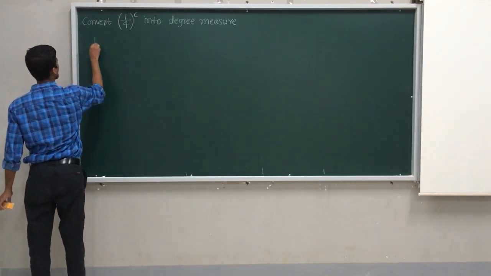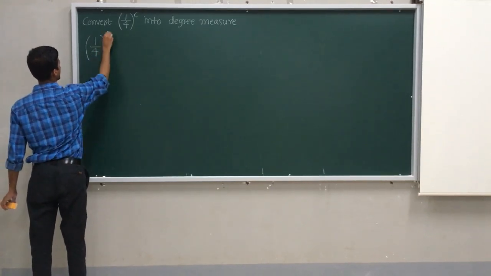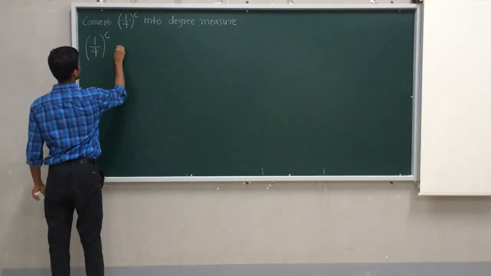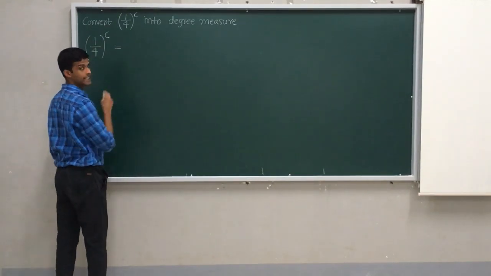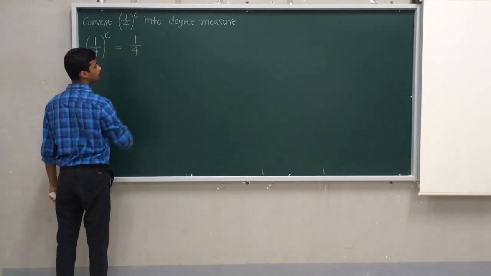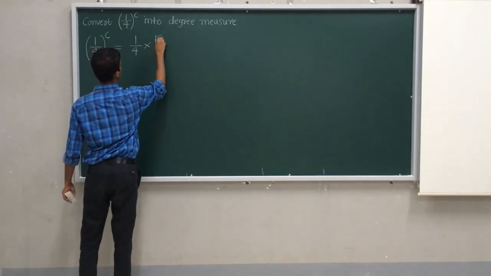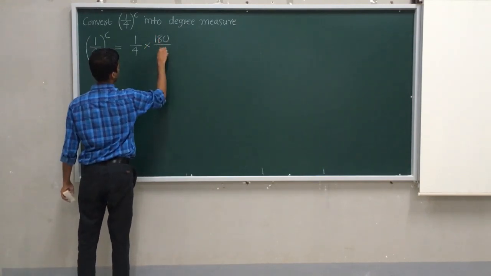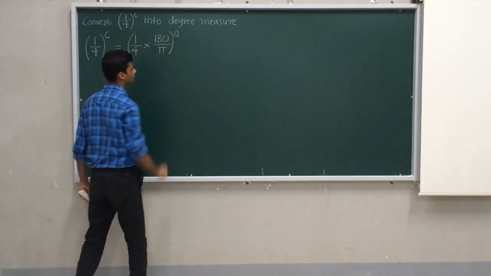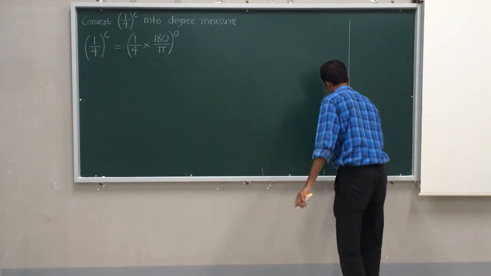See, 1 by 4 radian. It is nothing but I want it in degrees, right? I'll write it there: 1 by 4 into 180 upon pi degrees. Hope you understand. This is for rough calculation. I will keep some space.